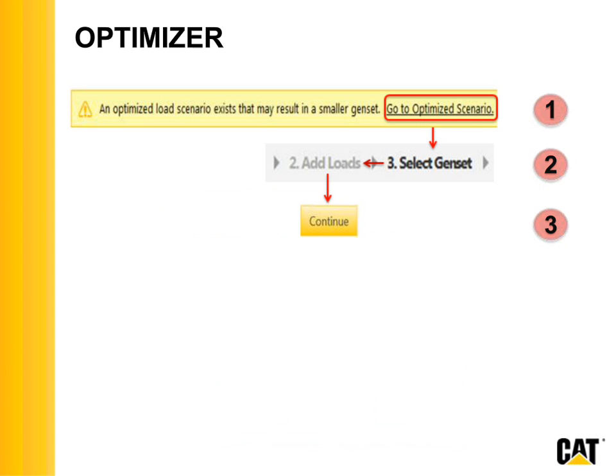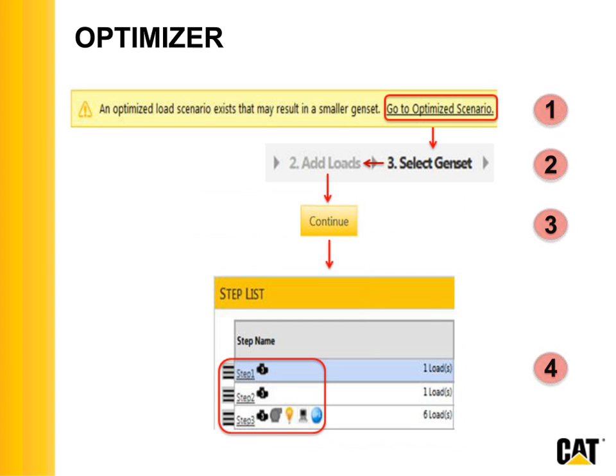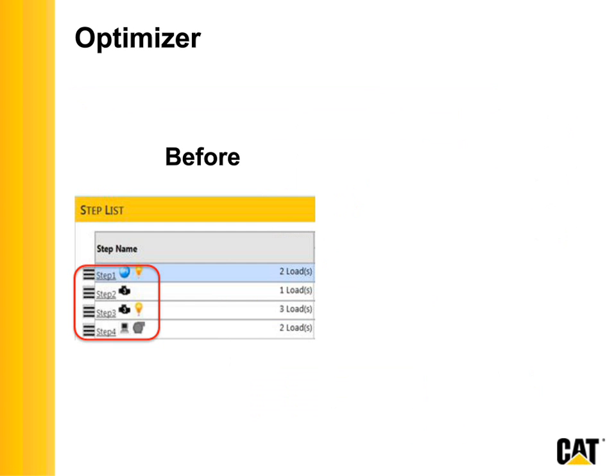And so you'll look at the load scenario that the program has changed to, and then you have an opportunity to go back to the Select Genset page. So what we're looking at here is a sample comparison of what your load scenario may have looked like before you ran the optimizer and what it looks like after you run the optimizer, okay? Your loads will be resequenced.